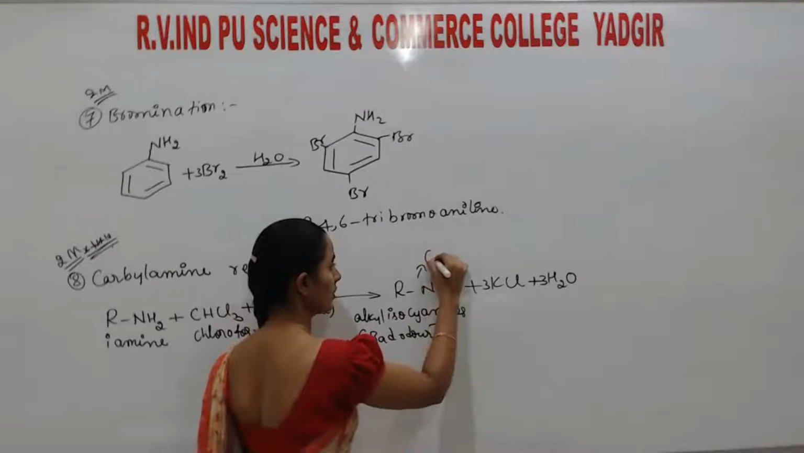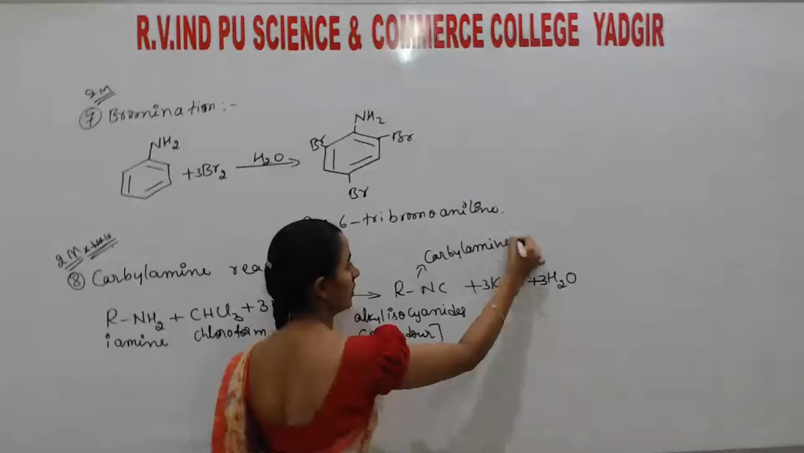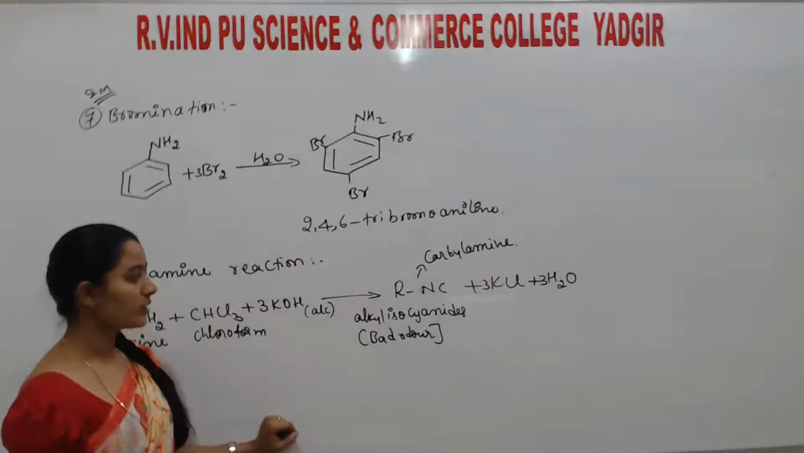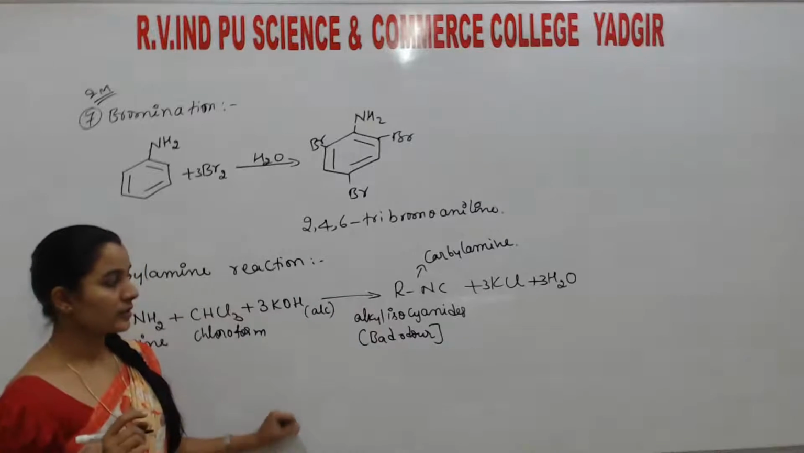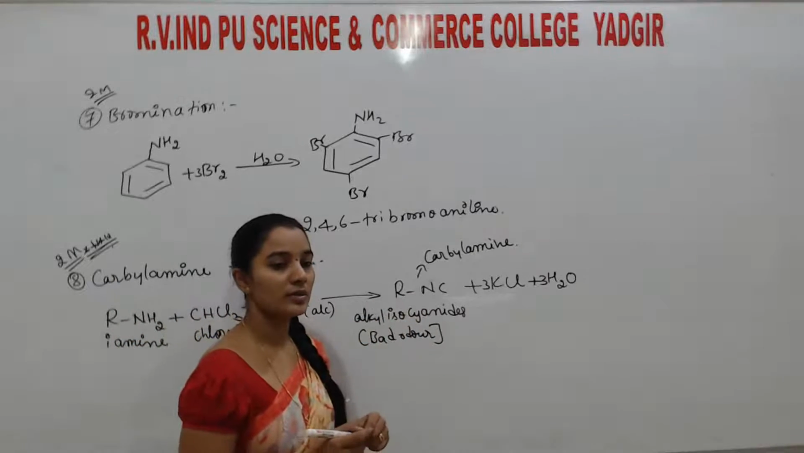These are called as what? Carbylamine. They form what? Bad odor. That's why this reaction is called as carbylamine reaction. So if the bad odor forms, then we came to know alkyl isocyanates are formed.